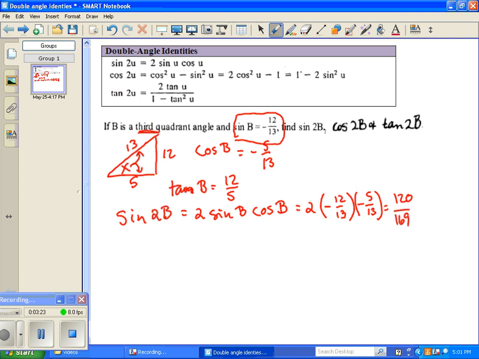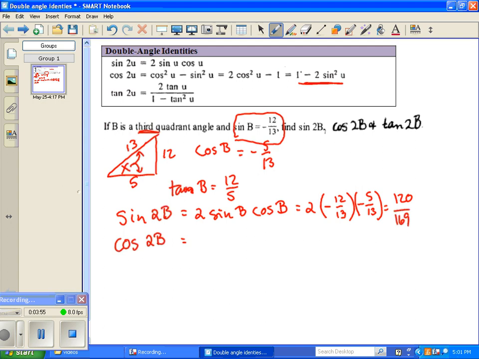Now cosine of 2B, since we have found sine and cosine, we actually have several choices. There's not one best choice here. If we only had our original problem, knowing that sine of B equals negative 12 over 13, you could have picked just the last one. But since we know sine and cosine, we can just go with the first one.